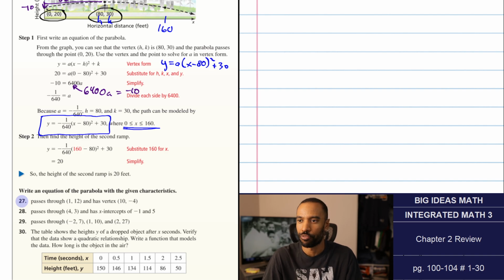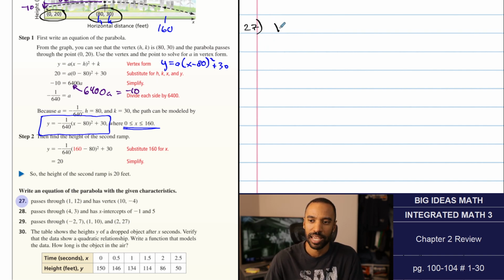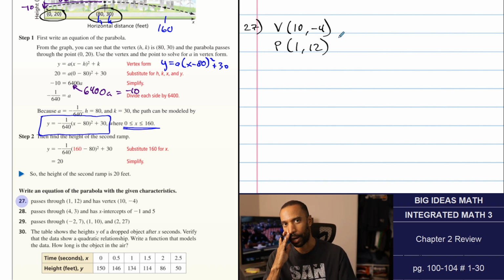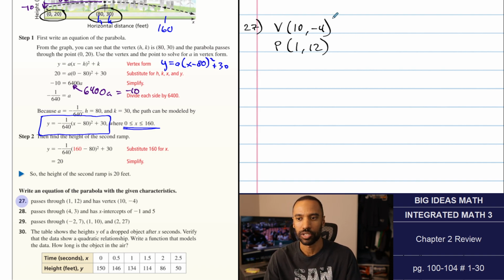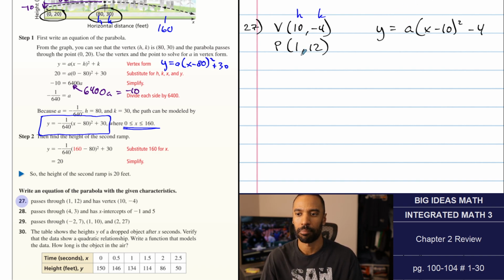All right, this is a context-free question here on number 27. It does ask us to write the equation of the parabola with the given characteristics. It has a vertex of (10, -4). I'm eyeing vertex form for sure. It's got a point that it passes through that is (1, 12). And without actually drawing the graph, they just said write the equation. So this is our h, k. And with that in mind, that means our equation is going to look like y equals a times x minus h quantity squared plus k. Now what I need to do is find the a that's associated with that by plugging in this x and this y into the equation.